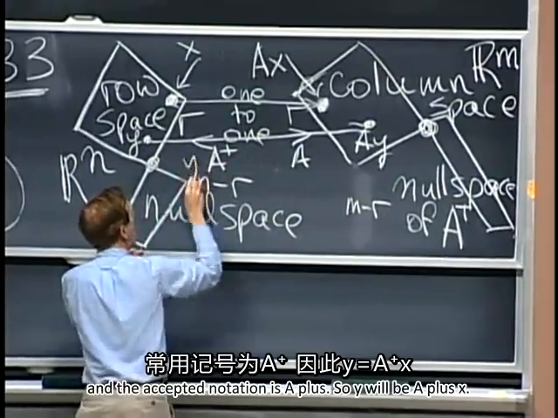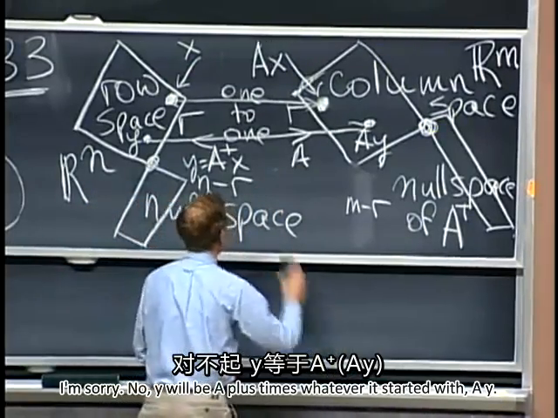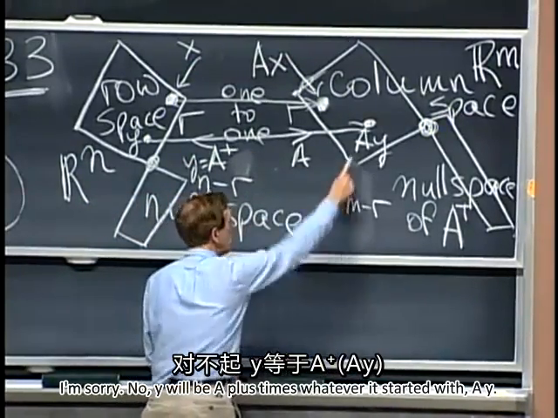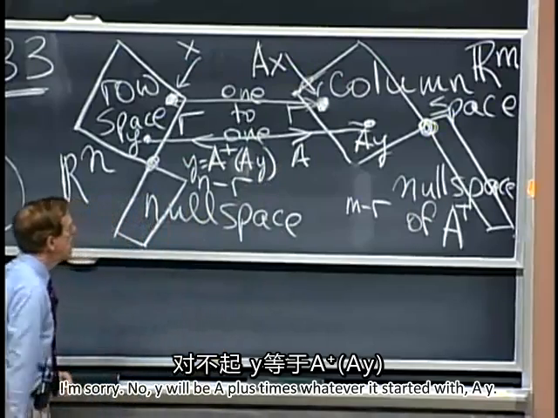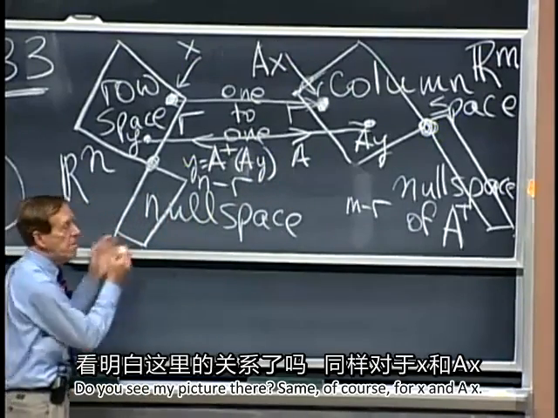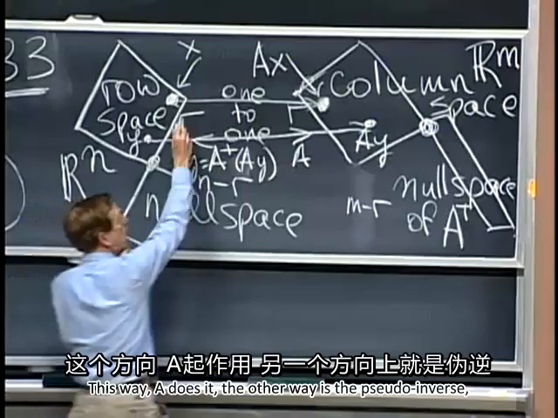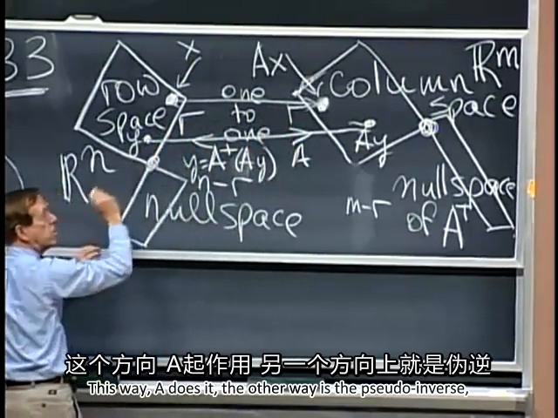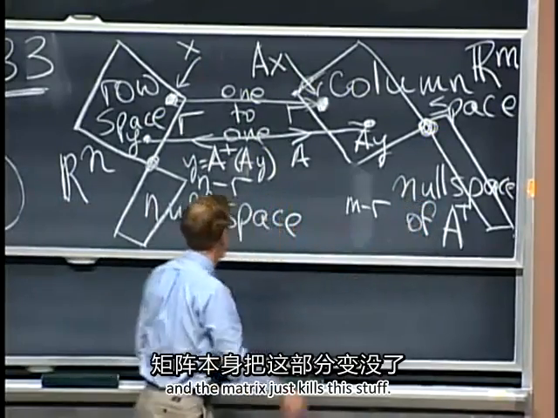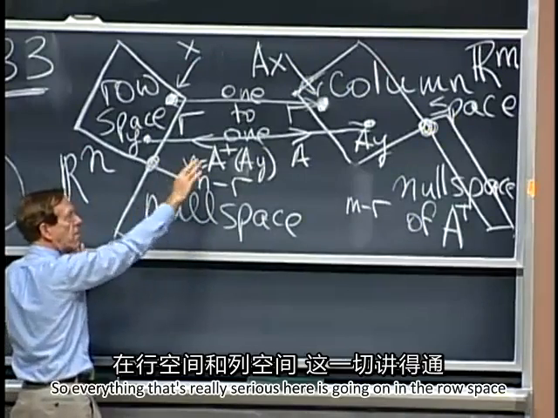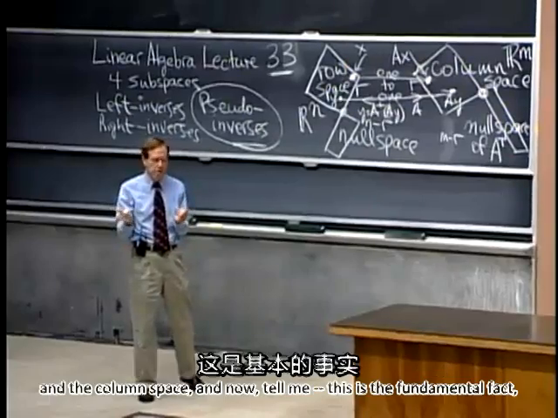So y will be A plus times whatever it started with, Ay. Do you see my picture there? Same, of course, for x and Ax. This way, A does it. The other way is the pseudo-inverse. And the pseudo-inverse just kills this stuff, and the matrix just kills this stuff. So everything that's really serious here is going on in the row space and the column space.